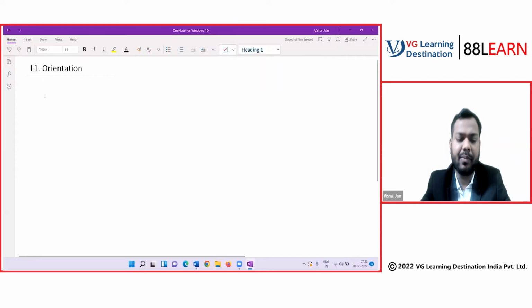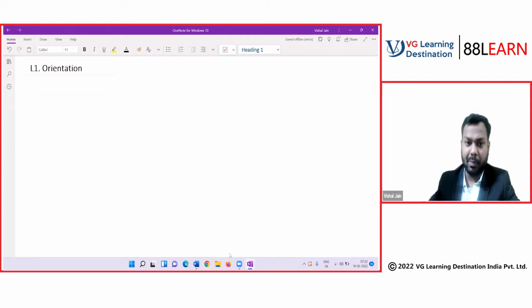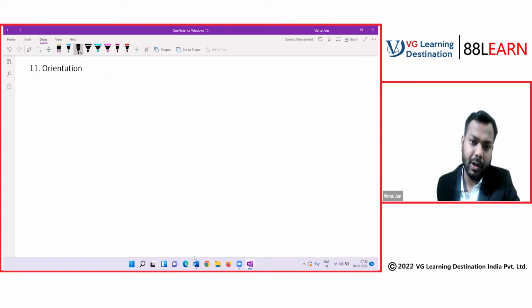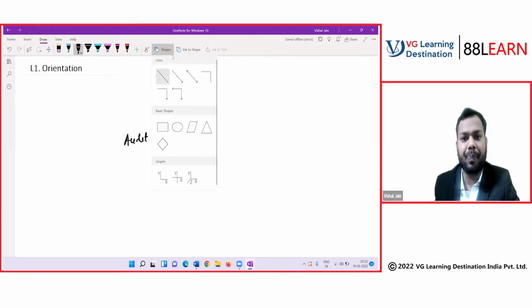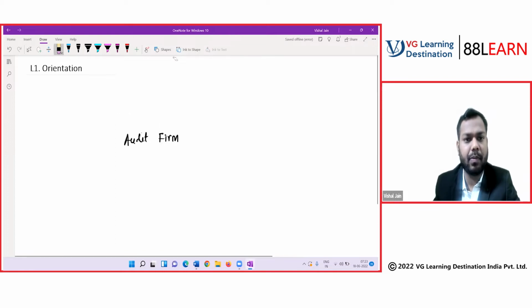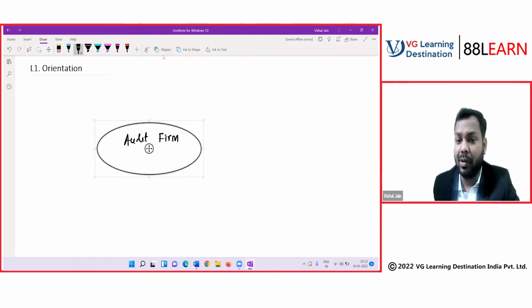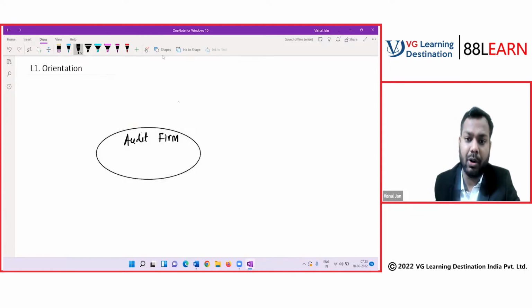I hope you can see my screen. Now, let's suppose this is an audit firm. What are the audit firm's responsibilities from a regulatory point of view, meaning from a law point of view? That is called syllabus area A.